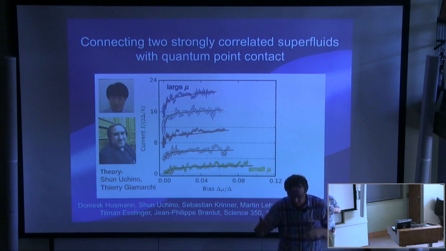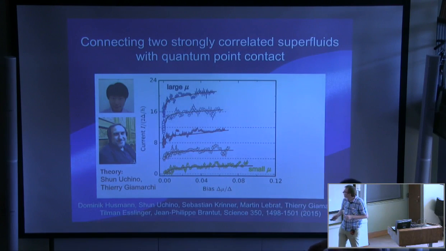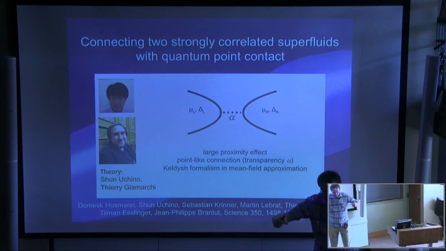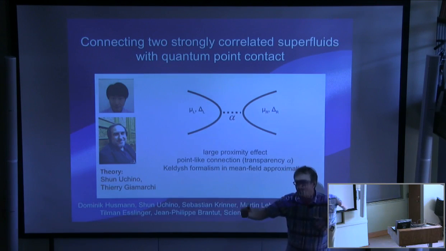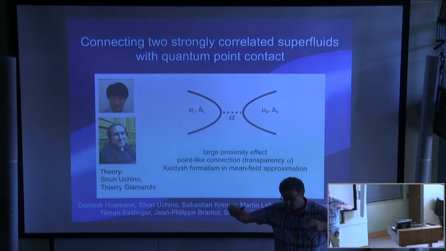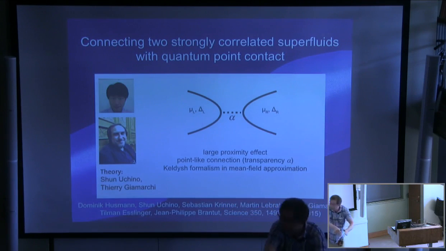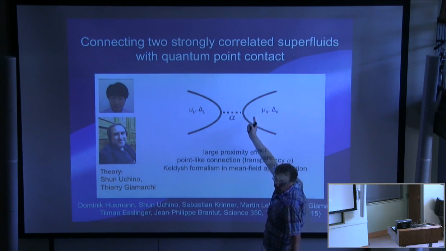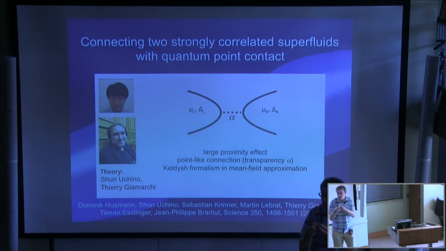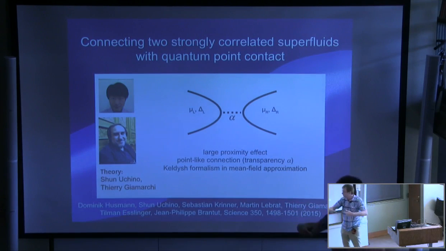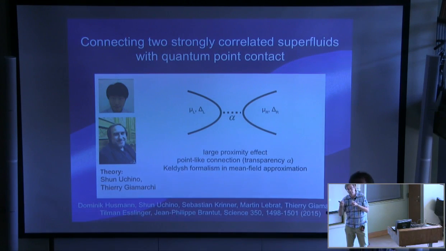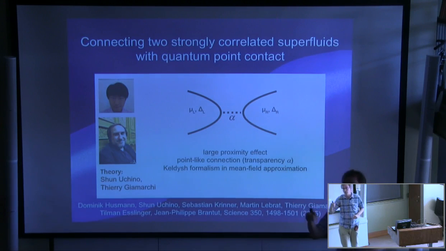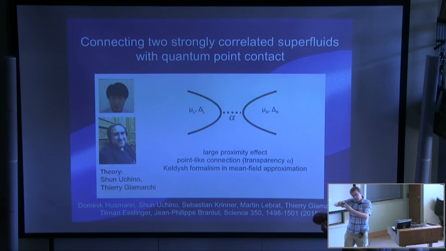The picture of how this theory works is basically that they assume, and that's the case in our system, that we have a large proximity effect. So the paired wave function will penetrate into the channel, and then it will couple to the other side. So basically, you need some coupling matrix between these wave functions. You have a point-like connection, and per channel you have some parameter alpha, and we have either 1 or 3 channels because of the geometry.